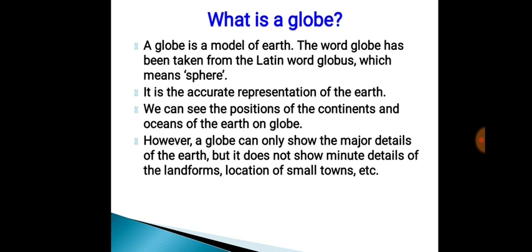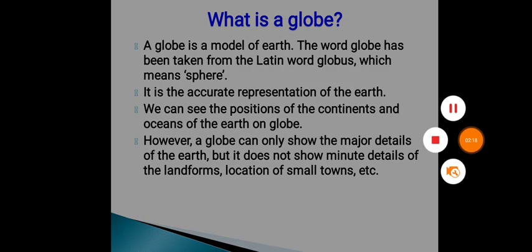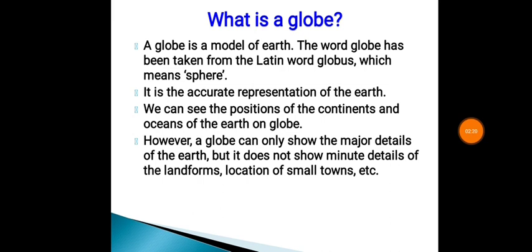Now let us know our second point. What is a globe? A globe is a model of Earth. The word globe has been taken from the Latin word globus, which means sphere. It is the accurate representation of the Earth.